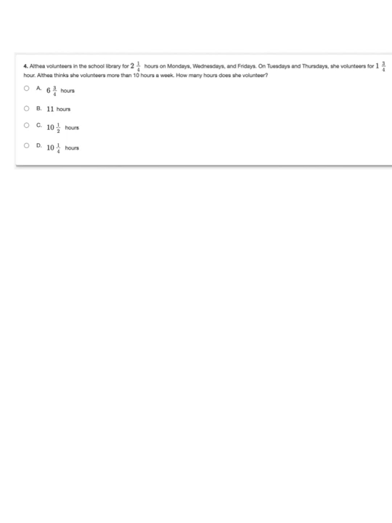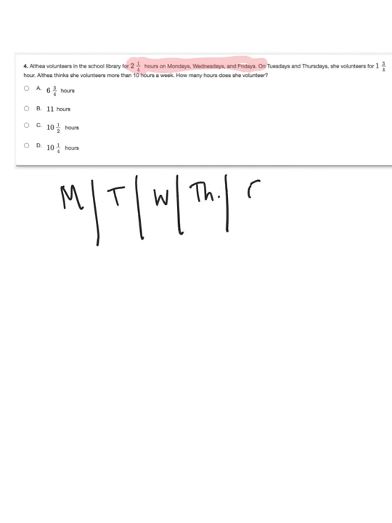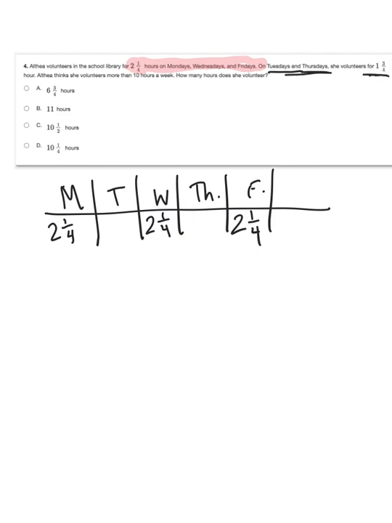Okay, let's think about the information that we have here. On Mondays, Wednesdays, and Fridays, she's there for 2 1/4 hours. So let's see. Let me make her a little calendar. Mondays, Tuesdays, Wednesdays, Thursdays, and Fridays. 2 1/4 on those 3 days a week. On Tuesdays and Thursdays, she's there for 1 3/4 hours.